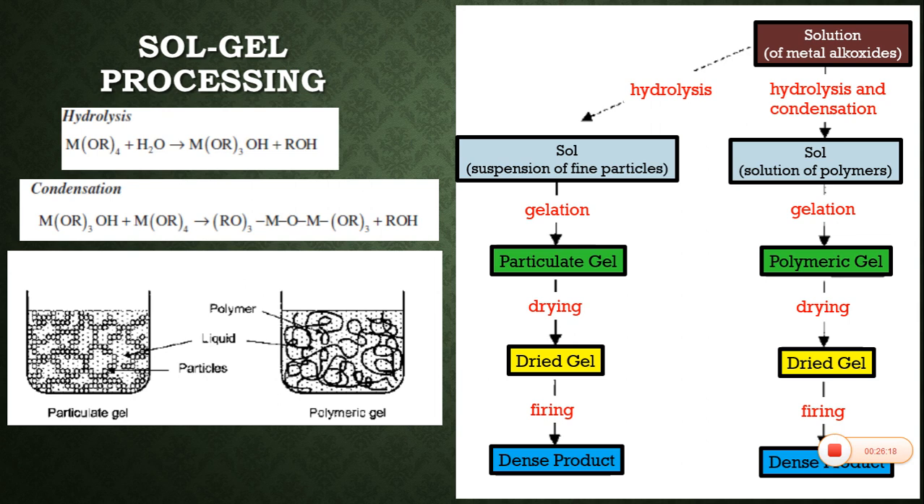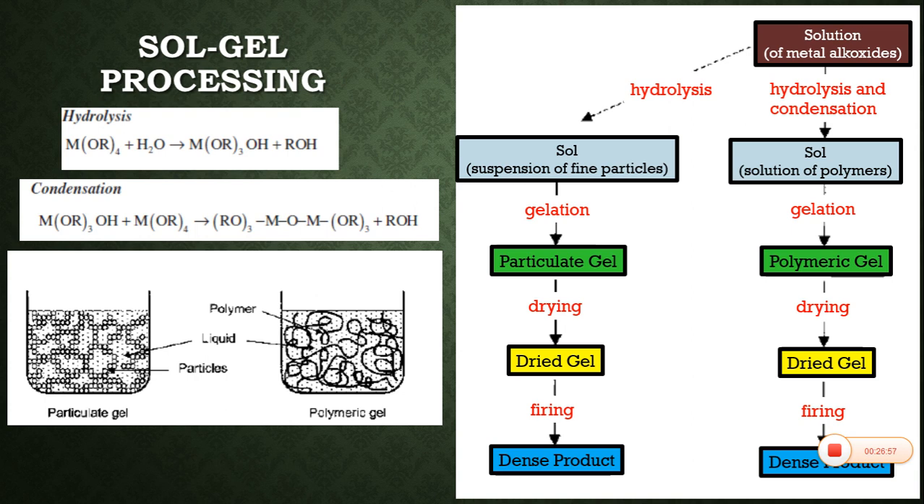First of all, in the sol gel process, a solution of metal compounds, or we can say a suspension of very fine particles in a liquid, which is usually referred to as a sol, is converted into a highly viscous mass, which we call a gel. That is why this method is called the sol gel process. The starting material normally consists of a solution of metal alkoxides in an appropriate alcohol.